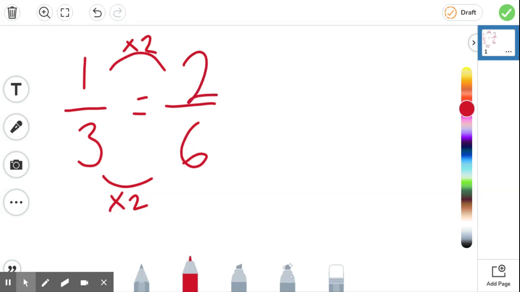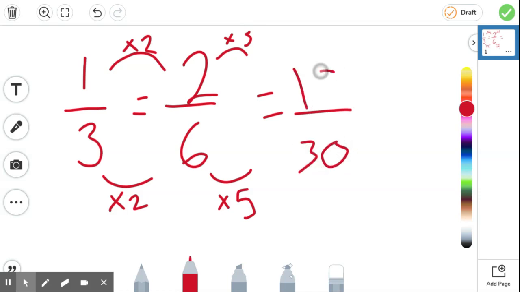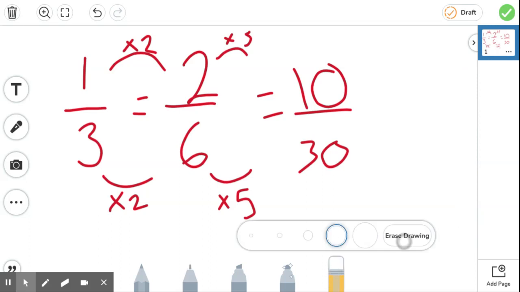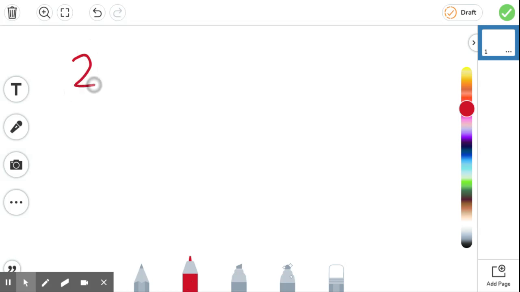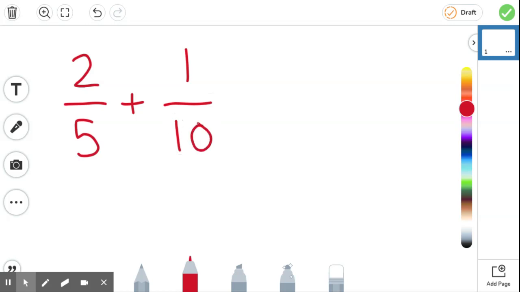And we could do that again. Let's multiply them by 5. Multiply the bottom by 5, multiply the top by 5. 6 times 5 is 30, and 2 times 5 is 10. And we could keep going and going and going. Now, the purpose of this would be if we wanted to make both fractions in a sum the same. If I had a sum, for example, 2 fifths add 1/10, then I couldn't add the fractions as they are because the denominators, the numbers at the bottom, are different. So to do that, I need to make them the same.